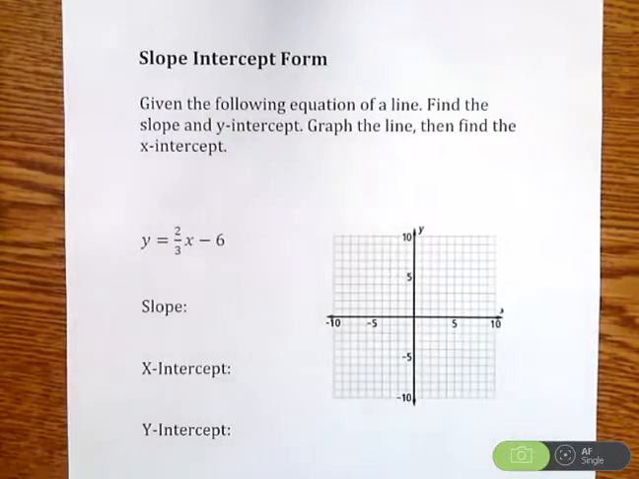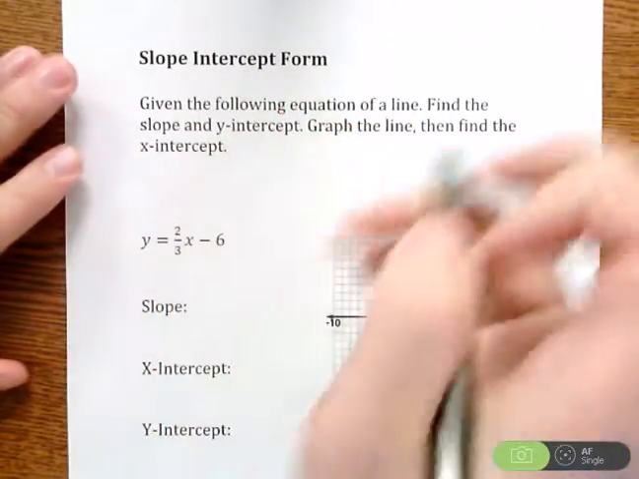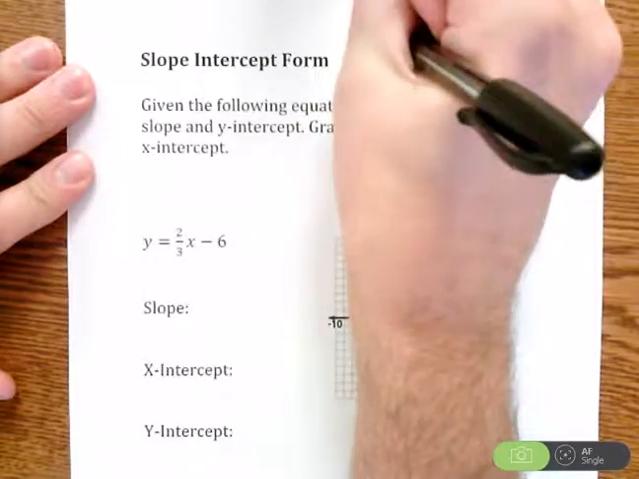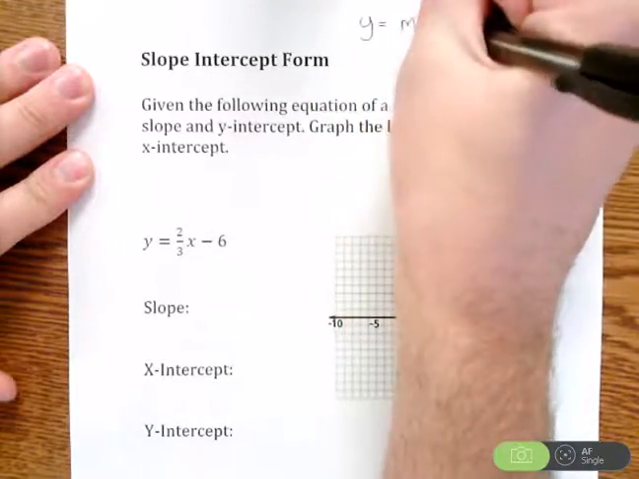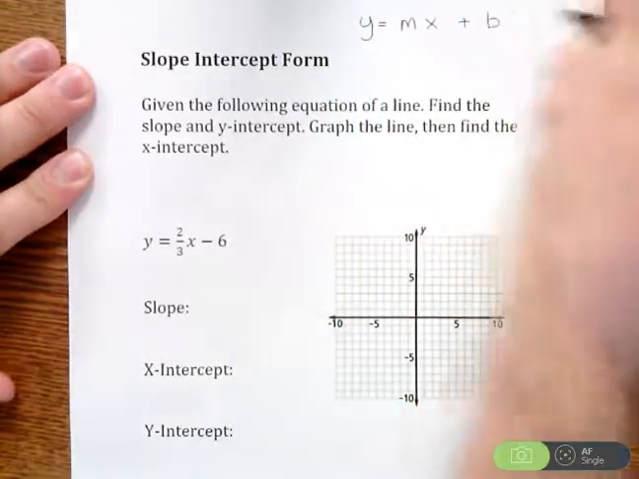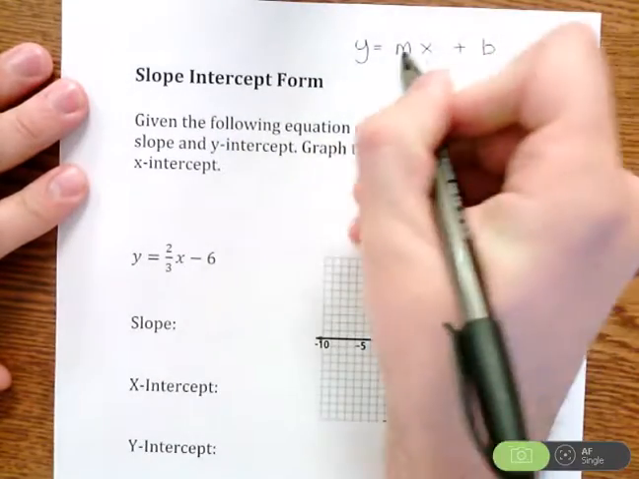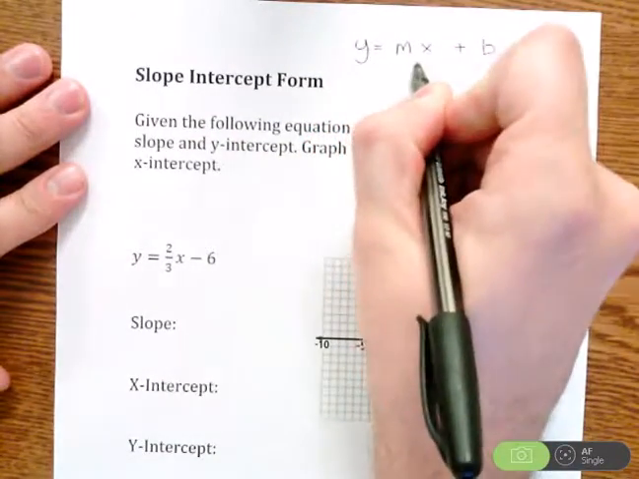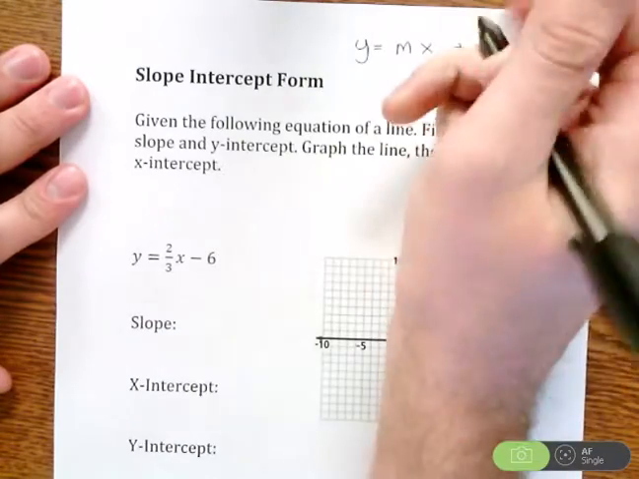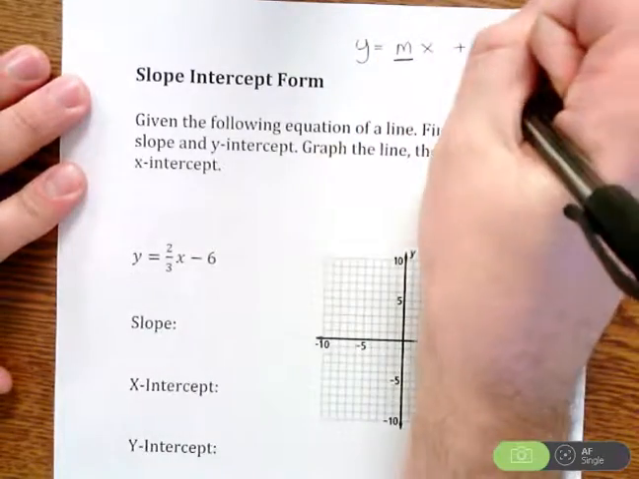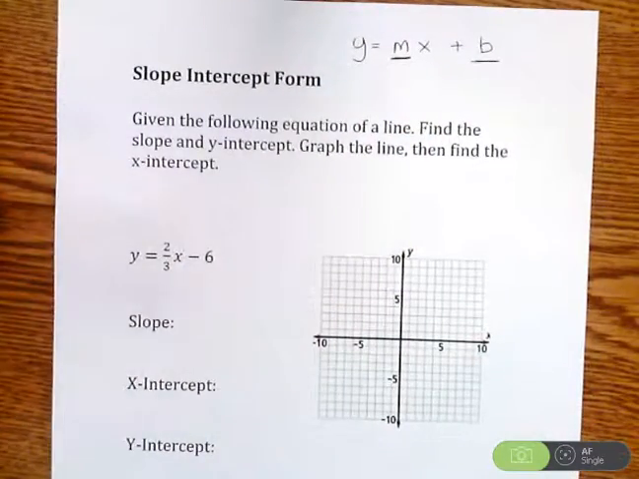Before we get into the problem, we should probably understand what slope-intercept form is. It's going to look like y equals mx plus b. The y is going to be all by itself, and you're going to have mx plus b. In this case, the m and b represent constants, which are just numbers.